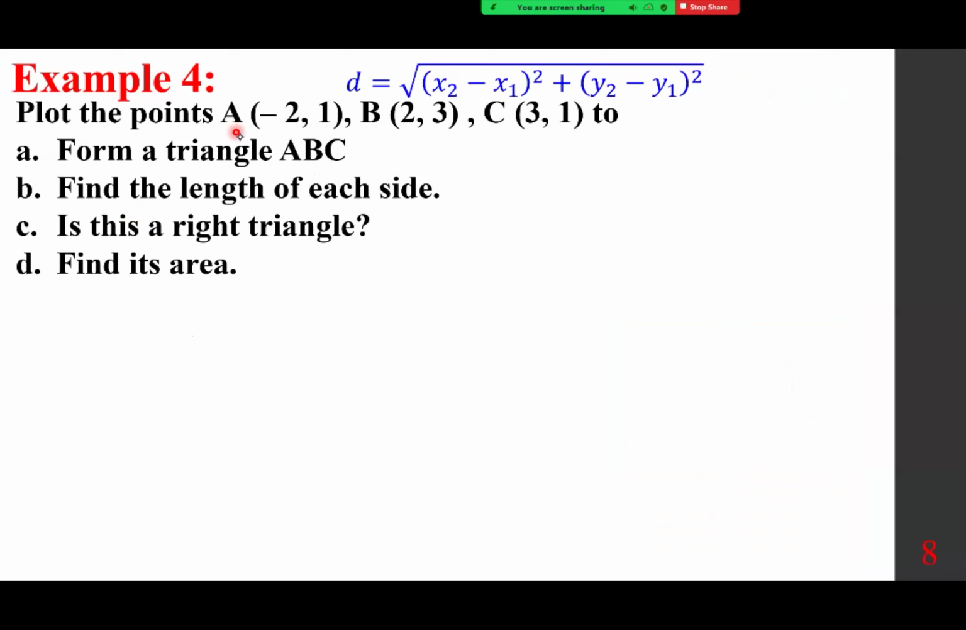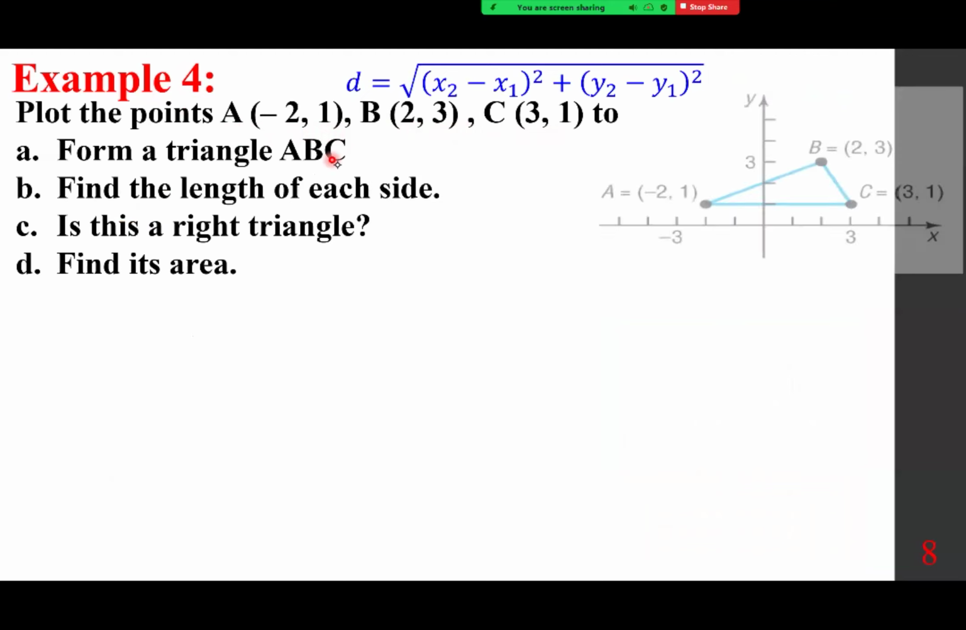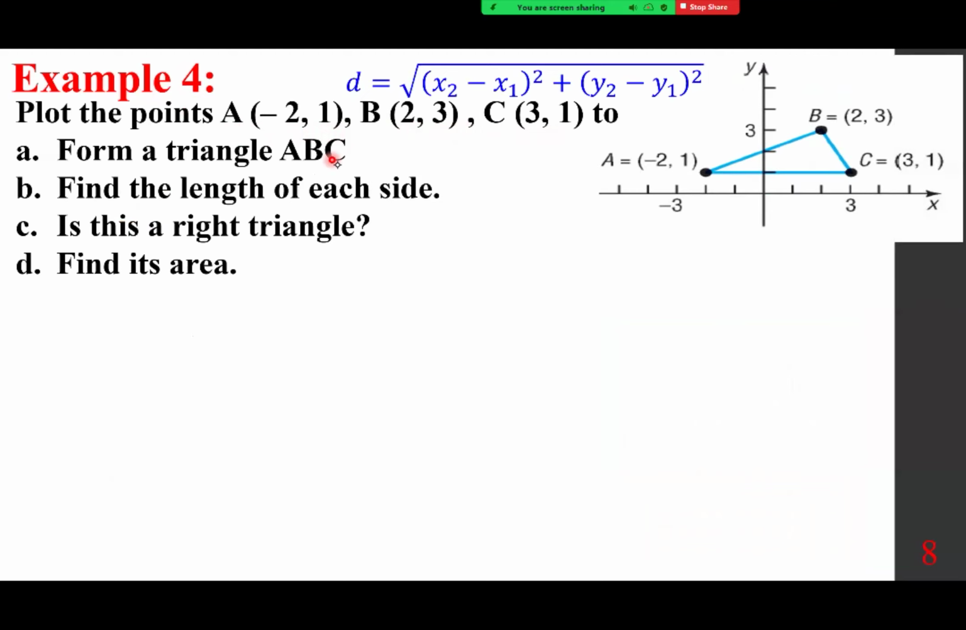Plot the points A with coordinates negative 2, 1, B with coordinates 2, 3, C with coordinates 3, 1, to form a triangle ABC. So we do that. Find the length of each side. So we are going to find the length of each side using the distance formula.